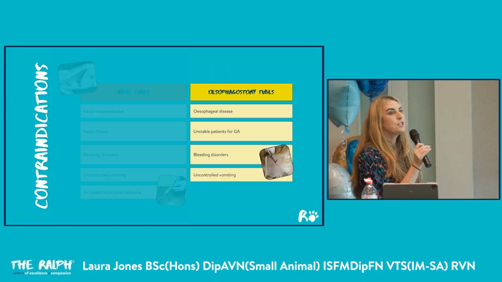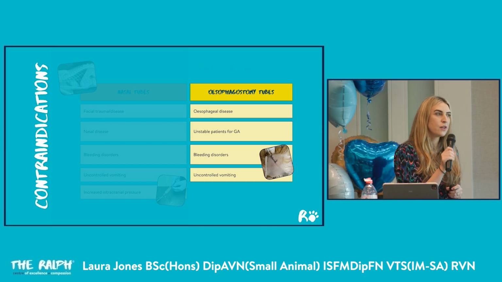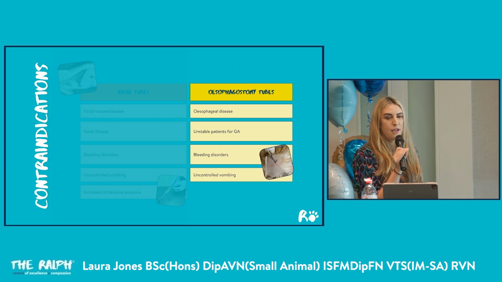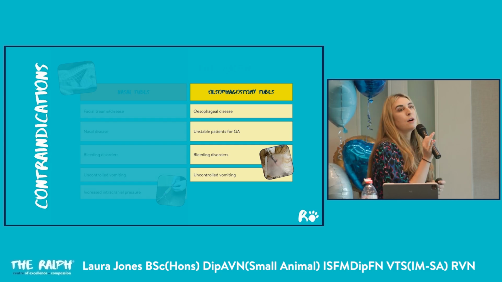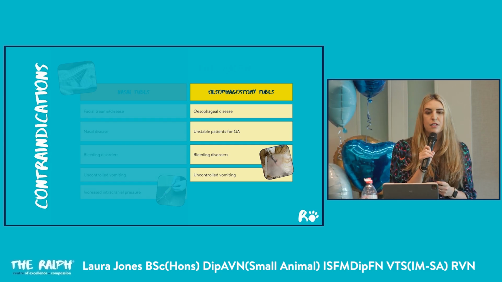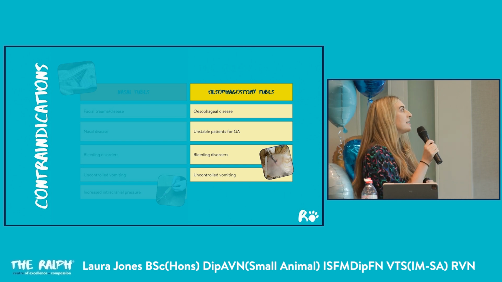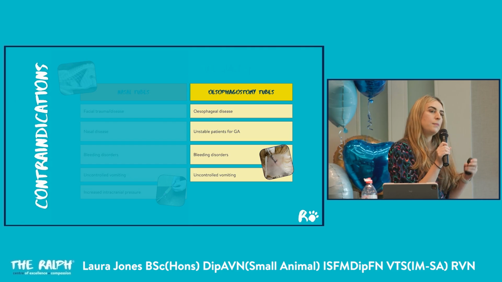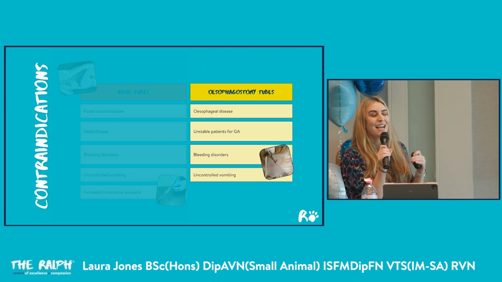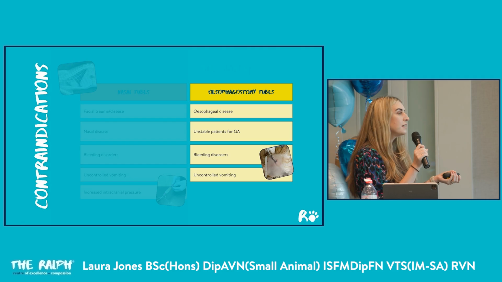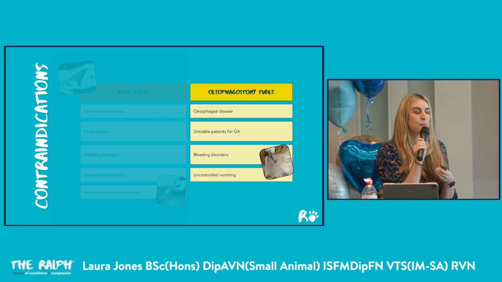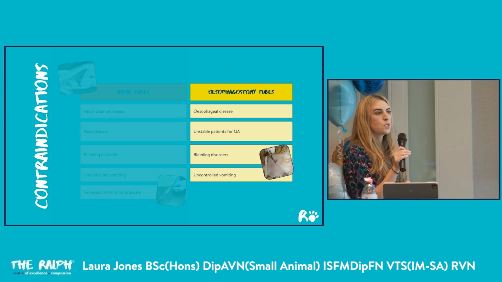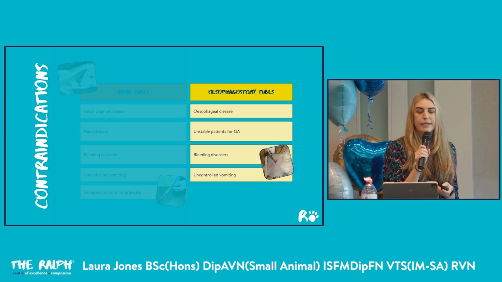Then our O-tubes, patients with esophageal disease, so esophagitis, esophageal strictures, that sort of thing, we don't want to be placing these tubes if at all possible. Patients who are unstable for GA, as we've already mentioned, patients with bleeding disorders, and again, patients with uncontrolled vomiting, we need to be careful as well. Because these tubes are sutured into the neck, there is less chance of them moving. However, a patient with vomiting with a tube in their esophagus could still potentially vomit that tube up. So we need to make sure that that vomiting is controlled with antiemetics.